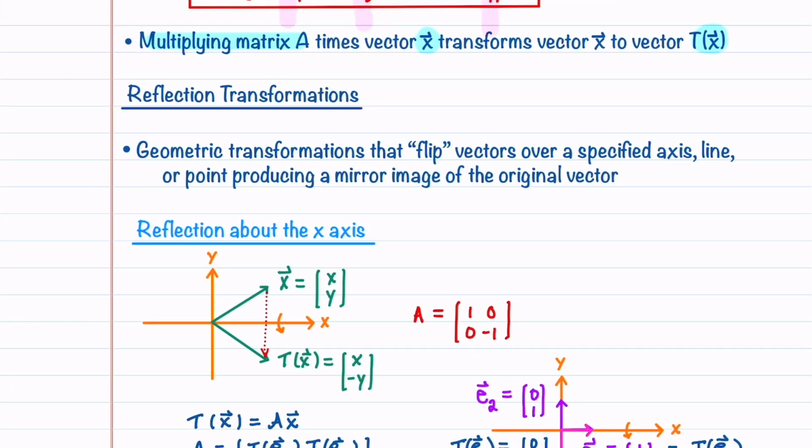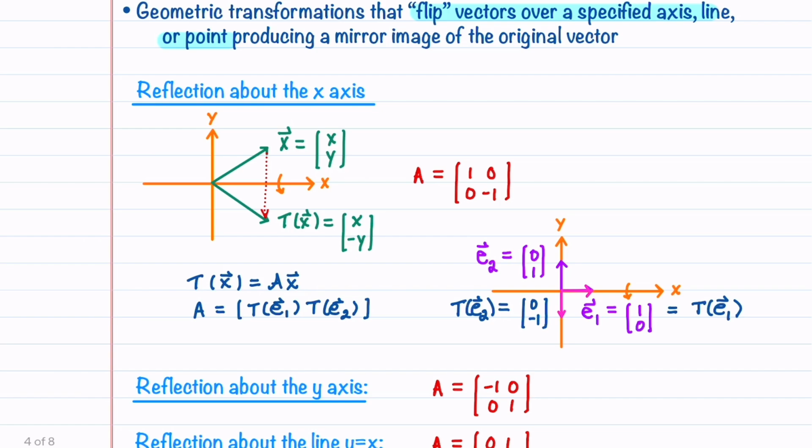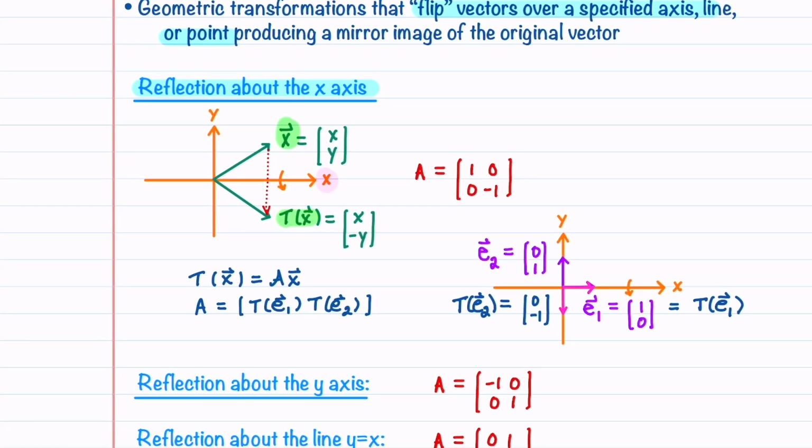What we're going to do now is go over some common geometric transformations. The first one that we usually go over is called reflection transformations. These are just geometric transformations that flip vectors over a specified axis, line, or point, producing a mirror image of the original vector. Let me show you what this looks like when we do reflection about the x-axis. We have a vector x, we're reflecting it about the x-axis, and we get vector T of x.